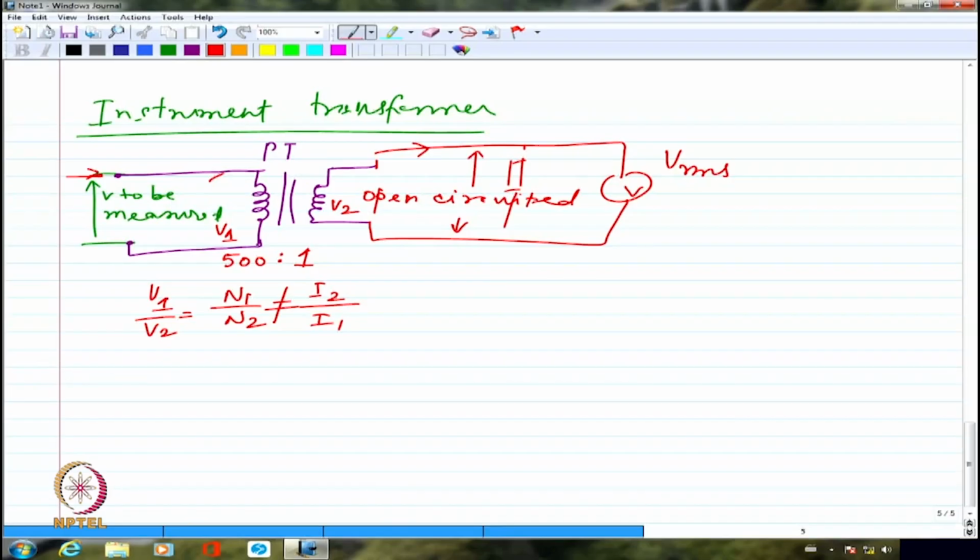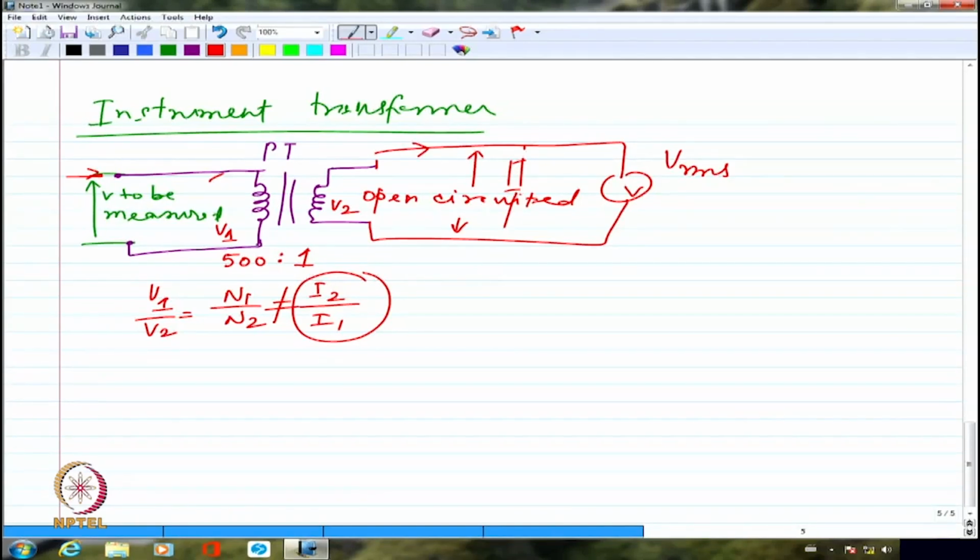So this voltage-current relationship cannot be applied in a potential transformer because I am keeping the secondary side open. The primary side will have no load current. Secondary side has literally zero current. So under open circuit condition of any transformer, V1 by V2 equal to N1 by N2 is valid, but that is not equal to I2 by I1. Okay? The other counterpart of this is the potential transformer; the next one is the current transformer.